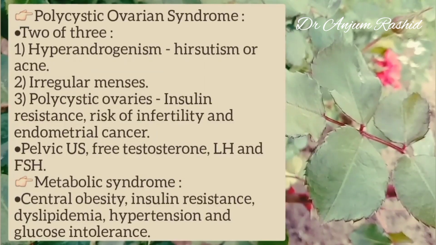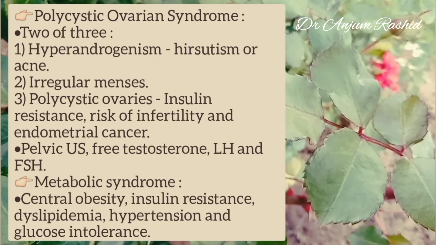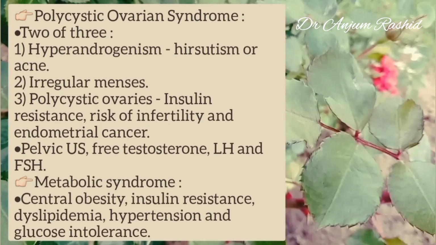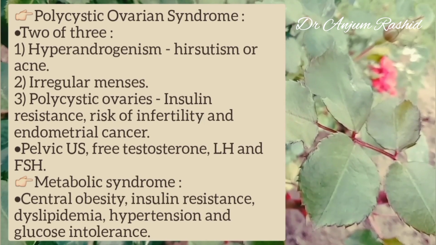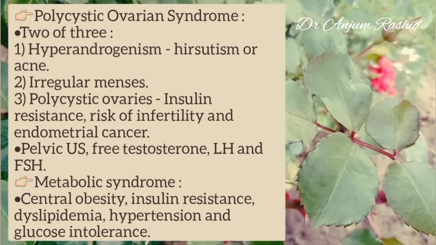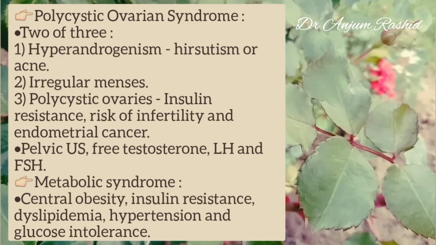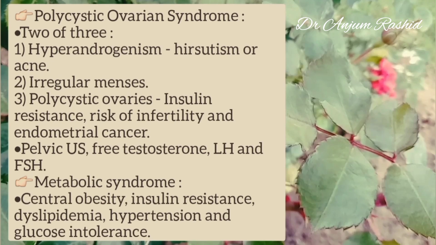Now, some other endocrine complications are polycystic ovarian syndrome and metabolic syndrome. Polycystic ovarian syndrome is diagnosed if two of the three features are present. First is hyperandrogenism, which presents as hirsutism or acne. Second is irregular menses, and third, polycystic ovaries due to insulin resistance. There is risk of infertility and endometrial cancer in this syndrome. Pelvic ultrasound, free testosterone, luteinizing hormone, and follicle stimulating hormone levels should be done.